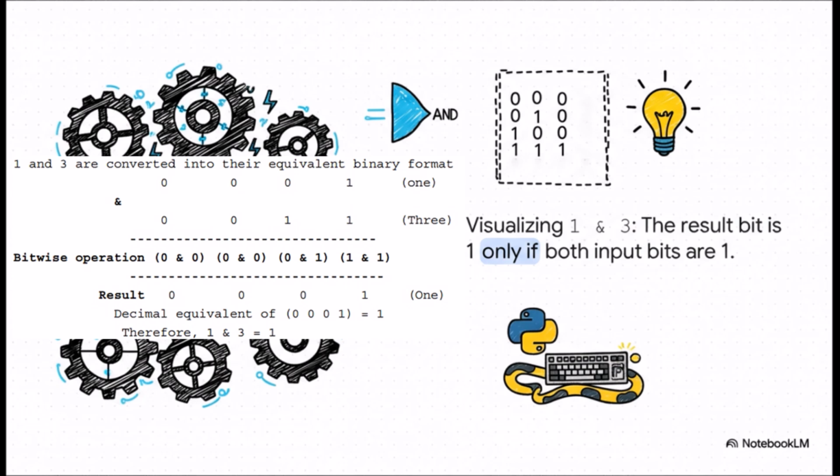So to calculate 1 and 3, the computer first converts them to binary. The number 1 becomes 0001 and 3 becomes 0011. Then it just compares them column by column. For a bitwise AND, the result in a column is 1 only if both of the input bits in that column are 1. So looking from the right, 1 and 1 gives us 1. The next column, 0 and 1 gives us 0. Then 0 and 0 is 0. And 0 and 0 is 0. The final binary result is 0001, which in decimal is just the number 1.